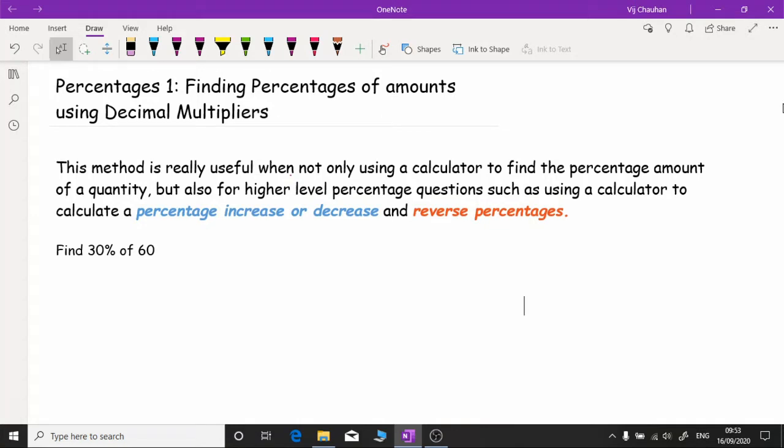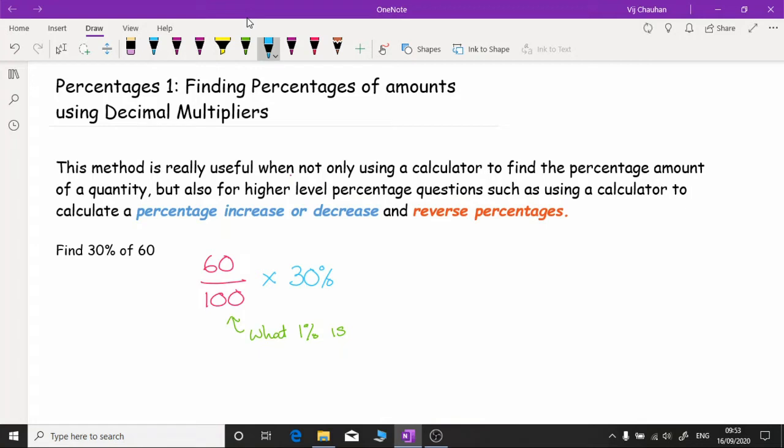percentage question. Now, going back to what you may have been taught in previous years of finding percentages, depending on how your teacher has shown you, the common method of working out a percentage of an amount, for example 30% of 60, is that we first divide 60 by 100, and that tells us what 1% is. And then from that we multiply by 30 because we actually want 30%.